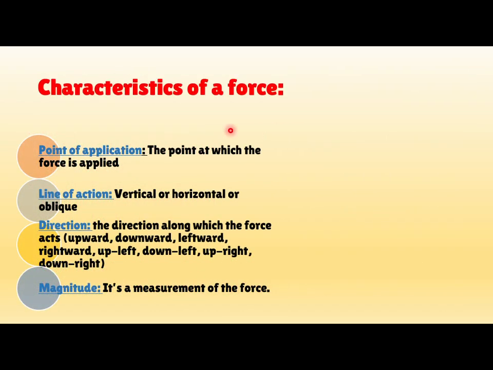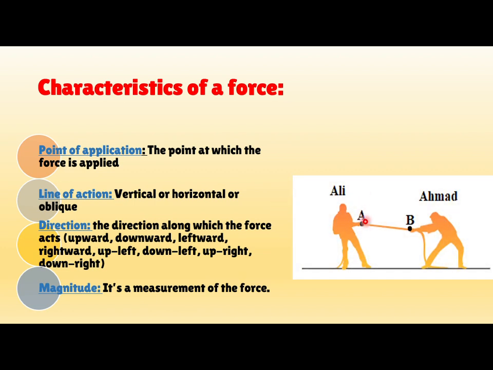The characteristics of a force. Point of application: the point at which the force is applied, for example, point A1 and point A2 in the diagram. So this is what we call the point of application. The line of action: vertical, horizontal, or oblique. The direction: the direction along which the force acts, upward or downward, leftward, rightward, up left, up right, and down right. And finally, the magnitude is the measurement of the force, the power of the force.